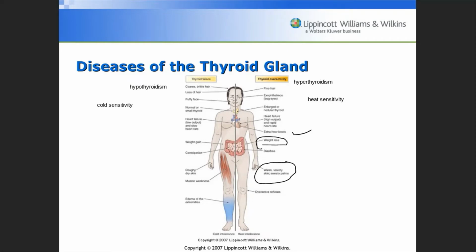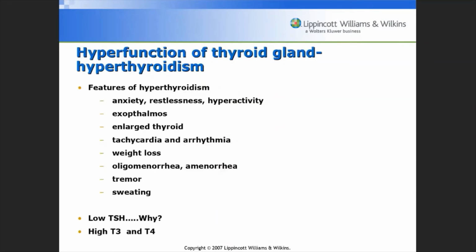Okay. Now, on the other hand, hypothyroidism, what you will see is that they have a slow metabolism, so they tend to be on the heavy side. Weight gain, okay. Doughy, sort of like dry skin. Okay, maybe I have hypothyroidism. And some edema in the lower extremity, but very important, that will be cold sensitivity. Okay.